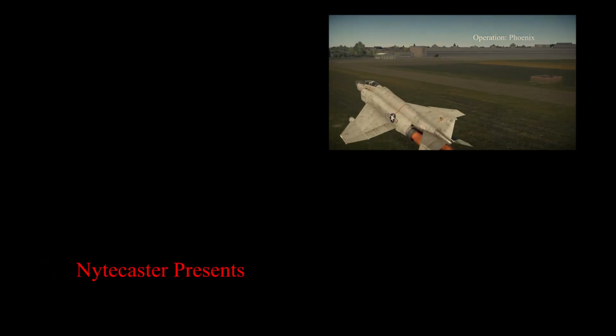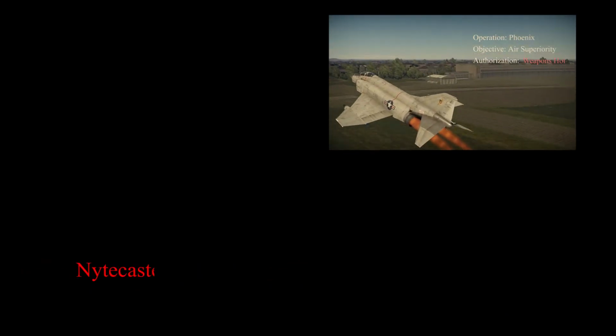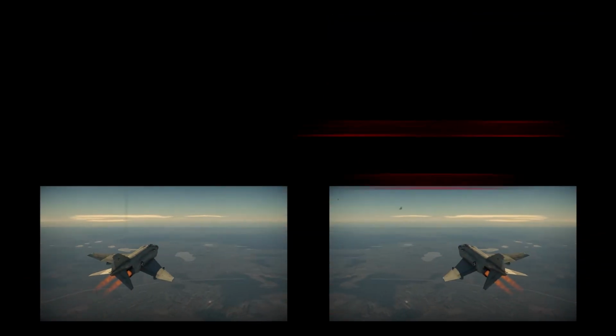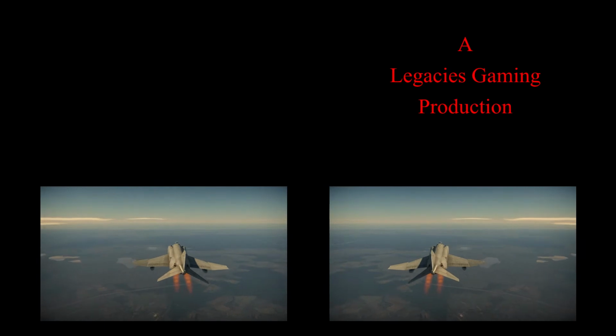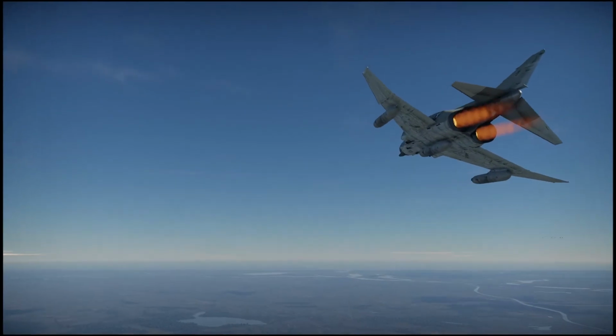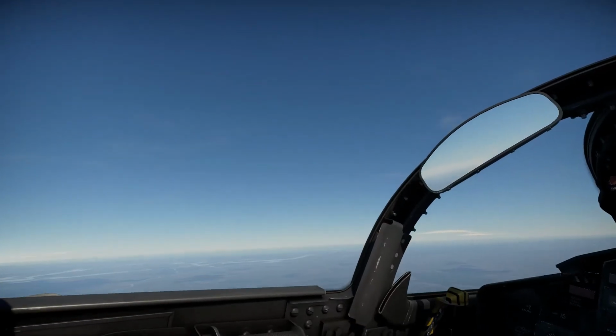Roger that. Maintain your altitude of 15,000 feet. 2 miles northeast. Turn left at 90.